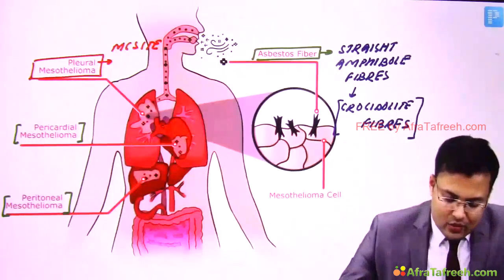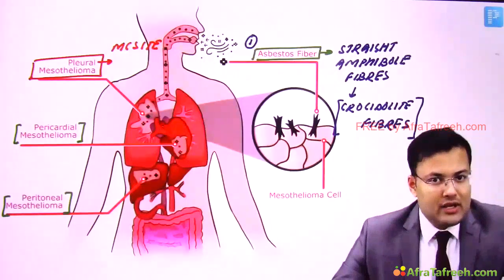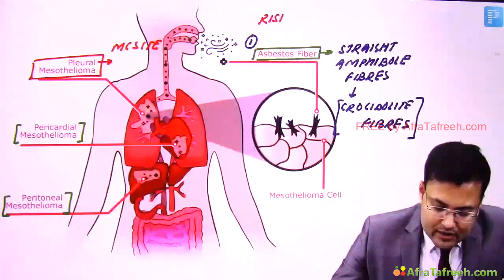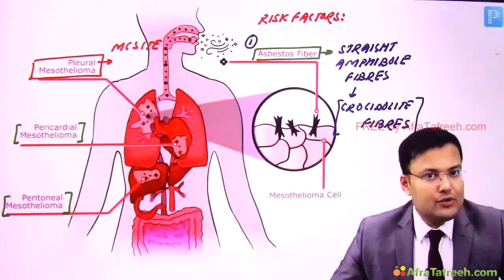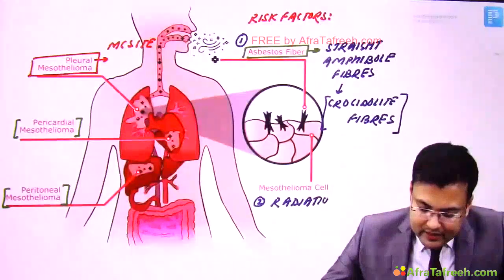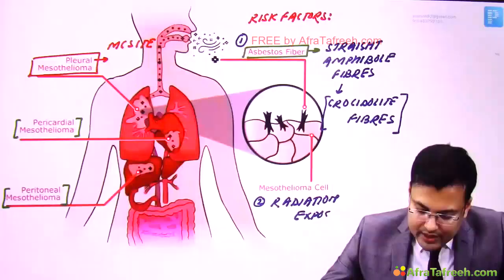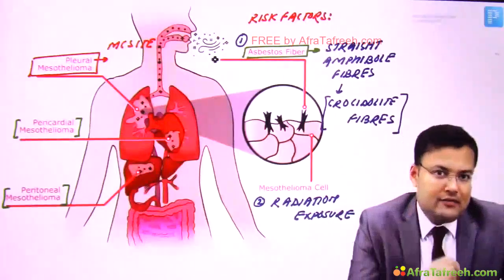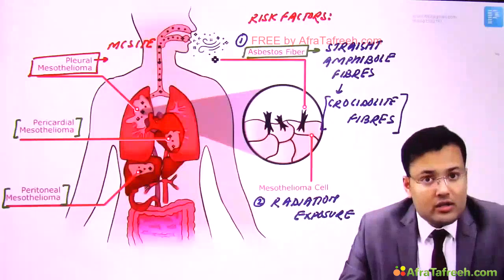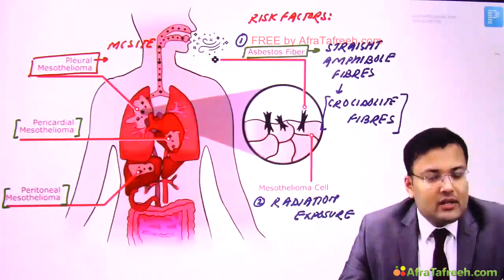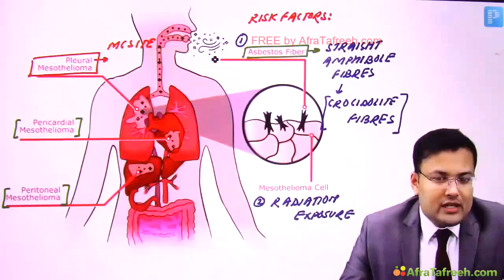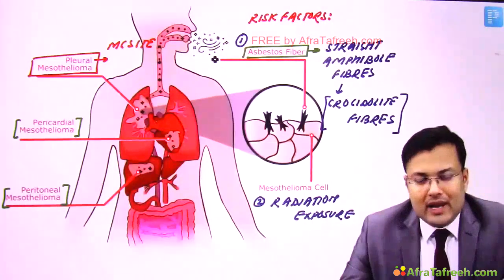So what are the risk factors? One is chronic asbestos exposure, and the second risk is radiation exposure. Okay, there is a very important point which you have to remember, that smoking is not a risk factor for malignant mesothelioma. And you know that smoking is a risk factor for carcinoma lung. Chronic asbestos exposure is a risk factor for both malignant mesothelioma as well as carcinoma lung.